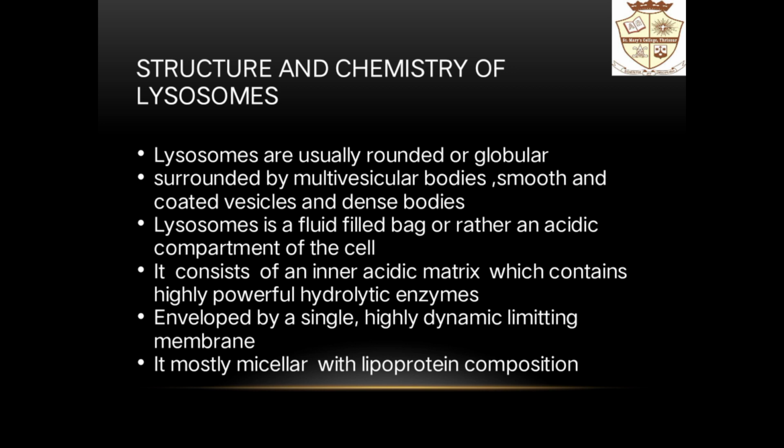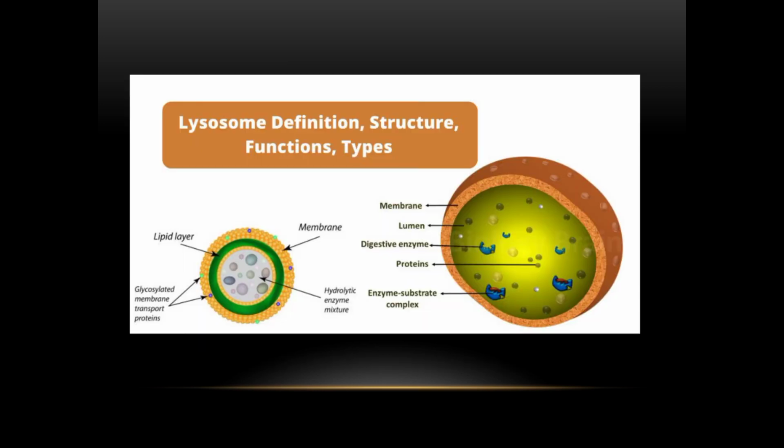Structure and chemistry of lysosomes. Lysosomes are usually rounded or globular in shape and are surrounded by multivesicular bodies, smooth and coated vesicles and dense bodies. A lysosome is a fluid-filled bag, or rather an acidic compartment of the cell. It consists of an inner acidic matrix containing highly powerful hydrolytic enzymes, enveloped by a single highly dynamic limiting membrane, which is mostly micellar with a lipoprotein composition.